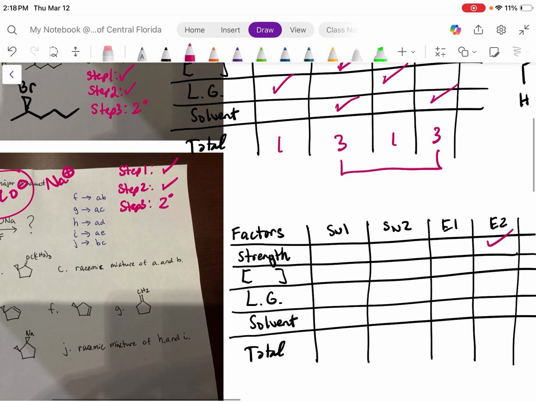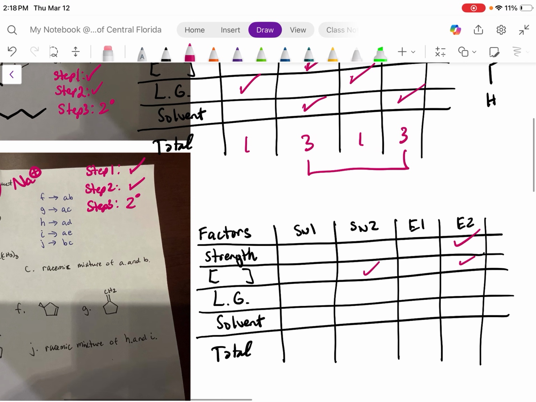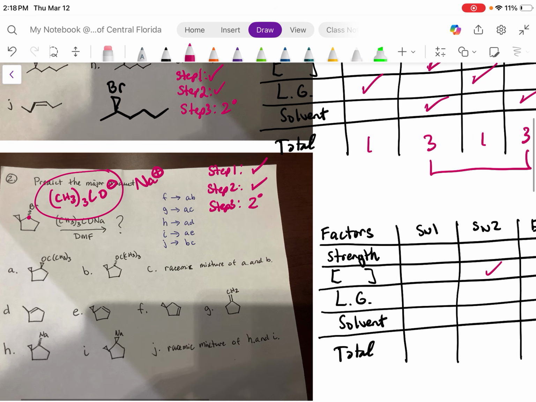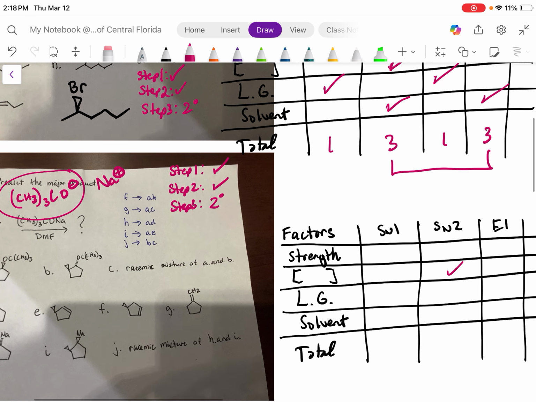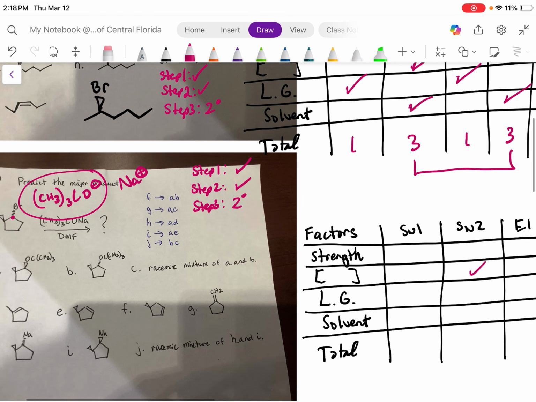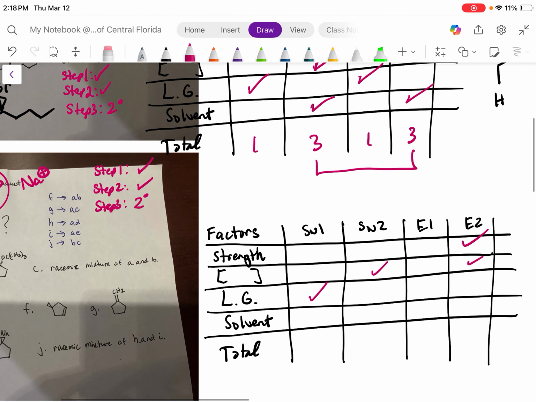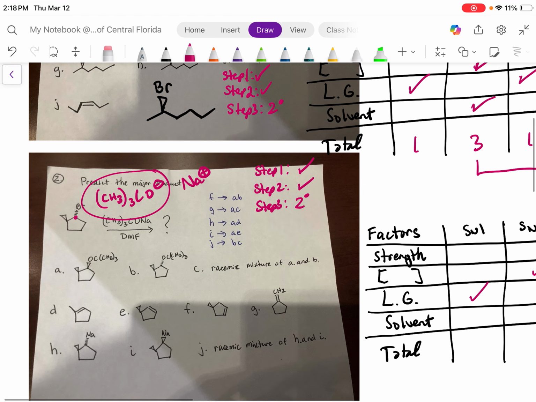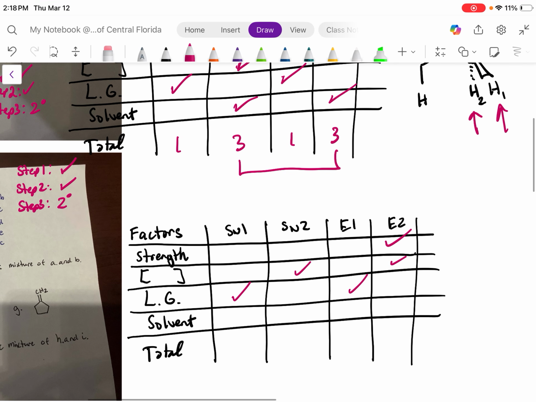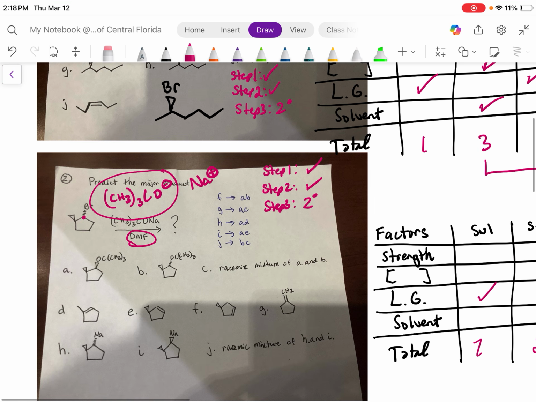Then the concentration favors SN2 and E2. Nothing's there about dilution. The leaving group would promote SN1 and E1. DMF is another polar aprotic solvent, so SN2 and E2. And now we have a clear winner: this reaction would have to proceed via an E2 mechanism.